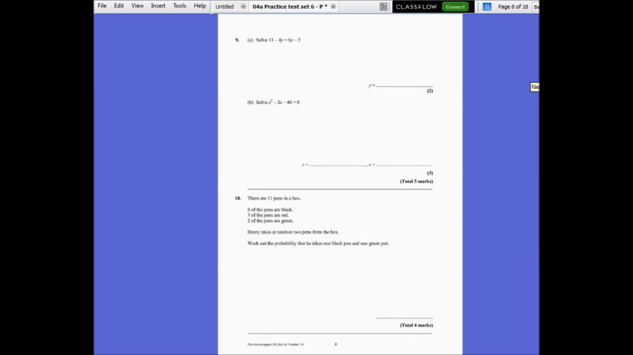Question 9. Solve 11 minus 4y equals 6y minus 3. To solve an equation with unknowns on both sides, we get rid of the smallest amount of y's. The smallest amount of y's is the minus 4y's, so we want to add 4y's to both sides. If we add 4y's to the left, we end up with 11, and if we add 4y's to the right, we get 10y minus 3. We want to get y on its own, so we're going to add 3 to both sides, and we'll get 14 equals 10y. And to work out y, we'll just divide by 10, so 14 divided by 10 is 1.4.